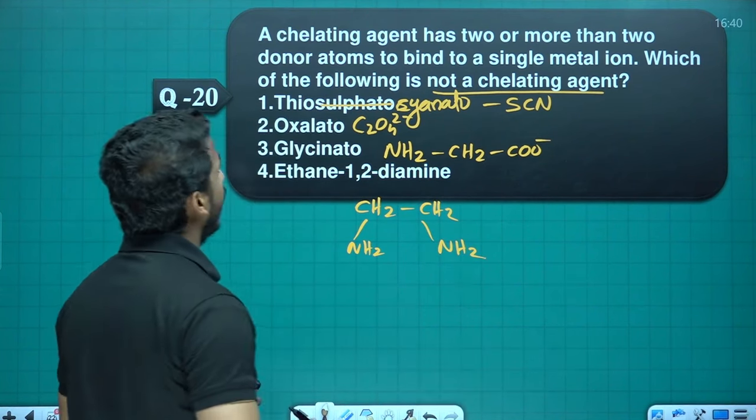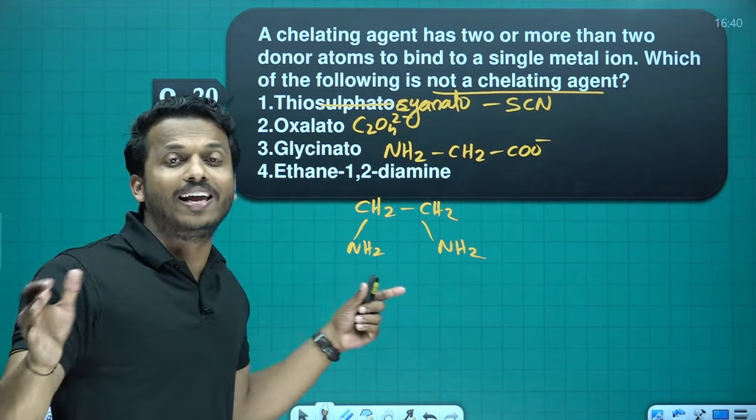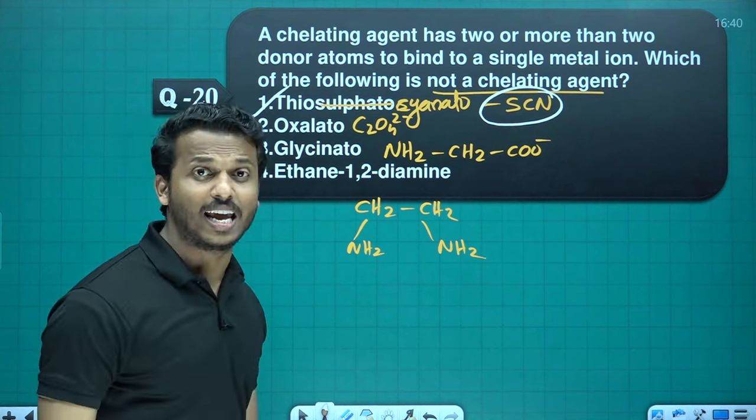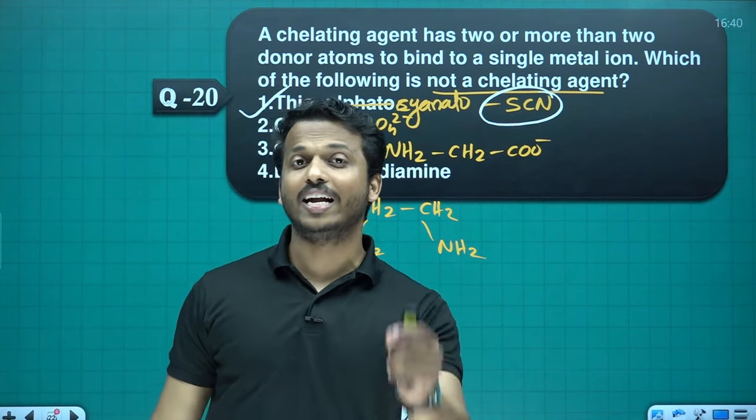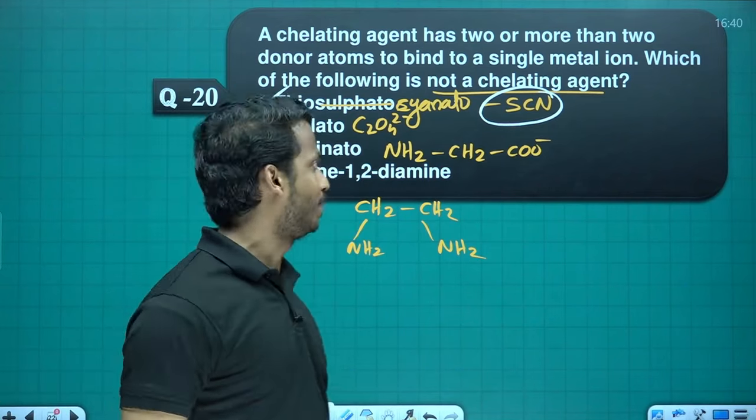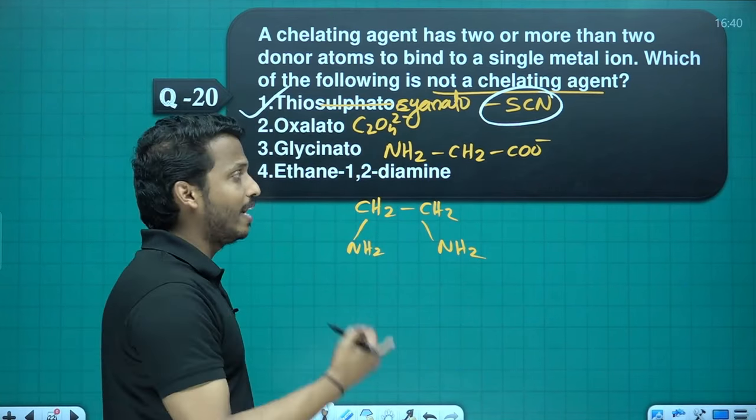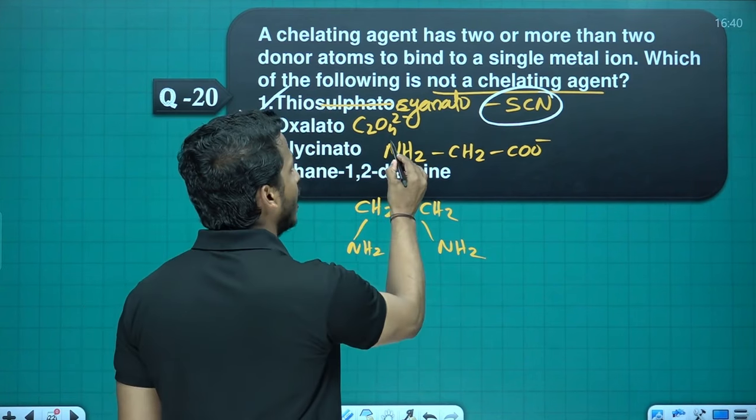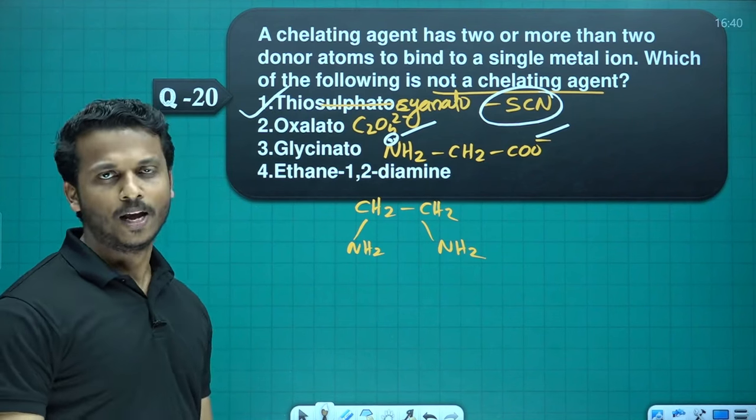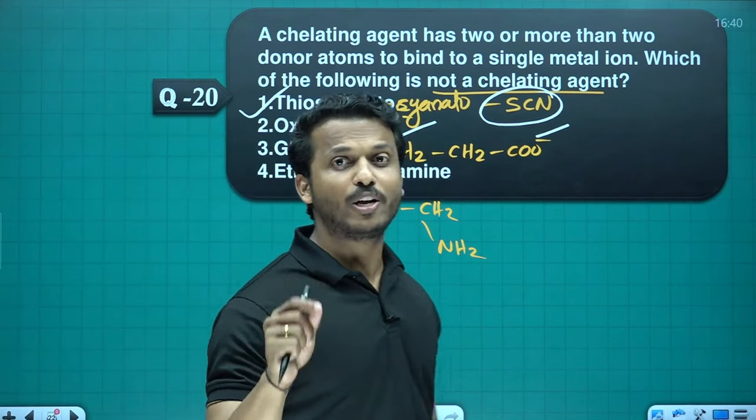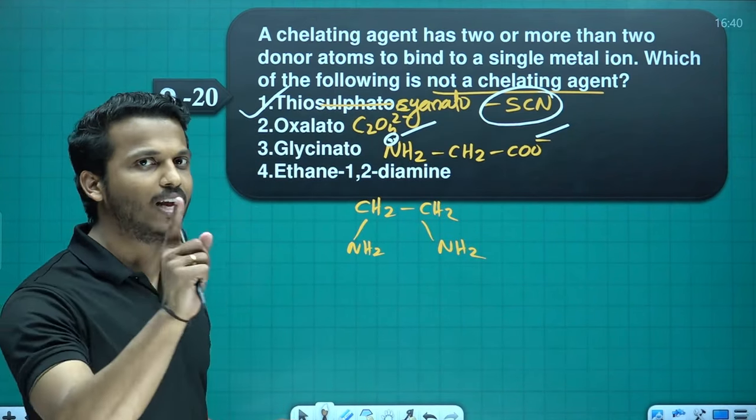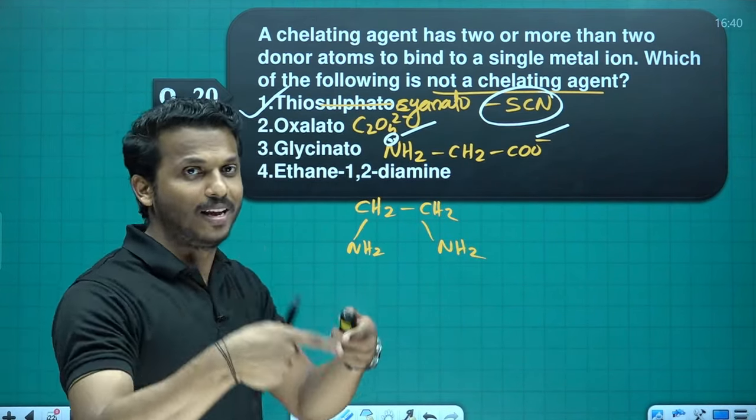Question. Which of the following is not a chelating ligand? Thiocyanate is an ambidentate or monodentate ligand. It cannot form two bonds at a time. Whereas oxalate is a bidentate ligand, EN is a bidentate ligand. Here you see this nitrogen and this oxygen, yes, two donor atoms are there. So SCN, thiocyanate, is a monodentate or ambidentate ligand. So it forms only a single bond, so it cannot form a ring, right?